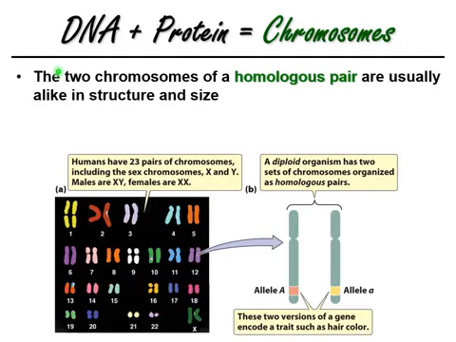Now, I've said this aloud. Here it is in a bullet point and with a little visual aid for you. The two chromosomes of a homologous pair are usually alike in structure and size. The location of the centromere, we'll talk about what that is in just a moment, the attachment point, is the same. The length of the arms are the same. The position of genes, so gene A is at the same position, at the same locus. However, notice this one has a capital A, which is usually reserved for a dominant allele, and this one has a lowercase a, which is usually reserved for a recessive allele.